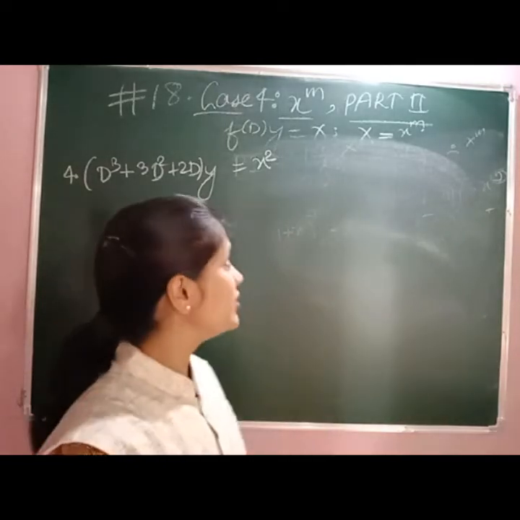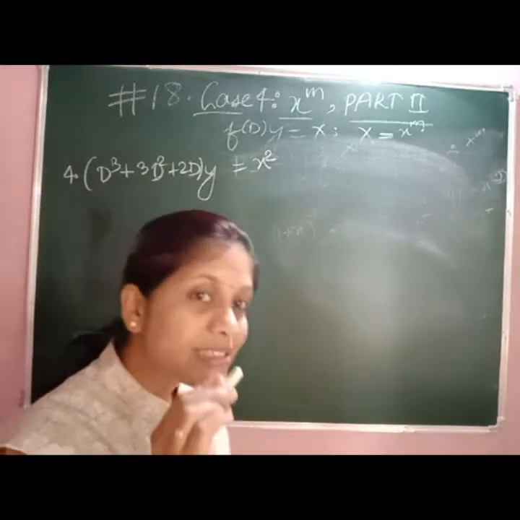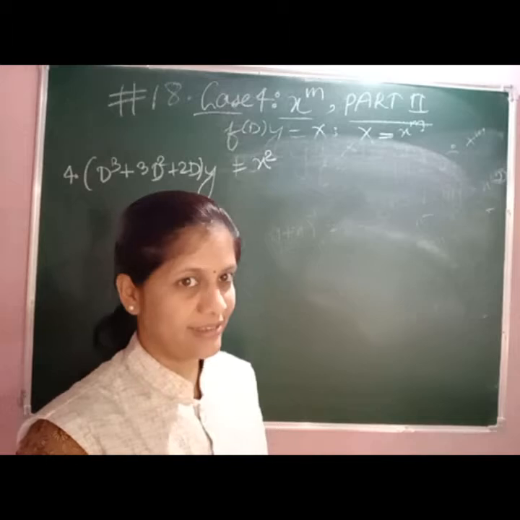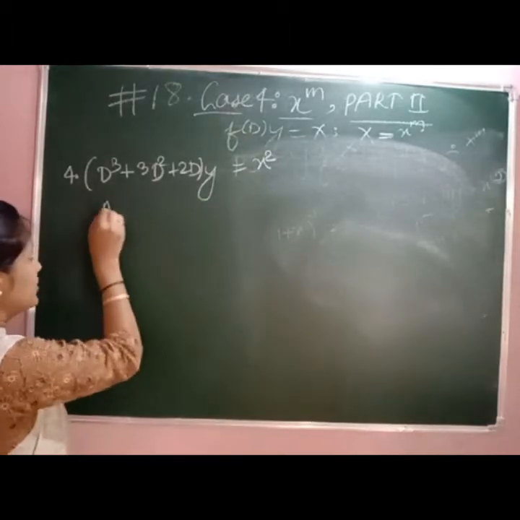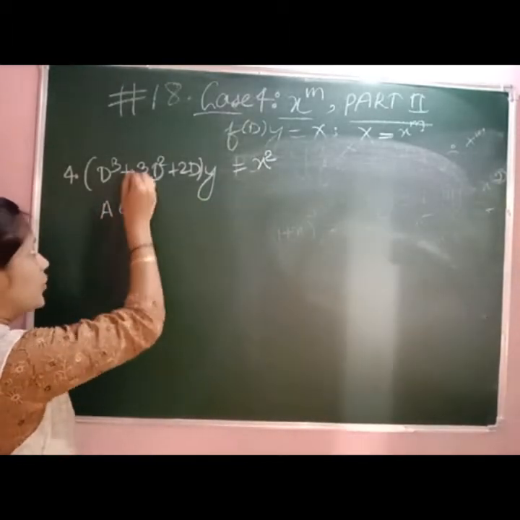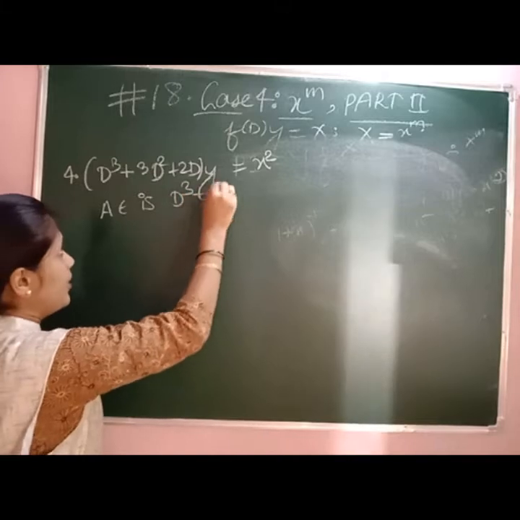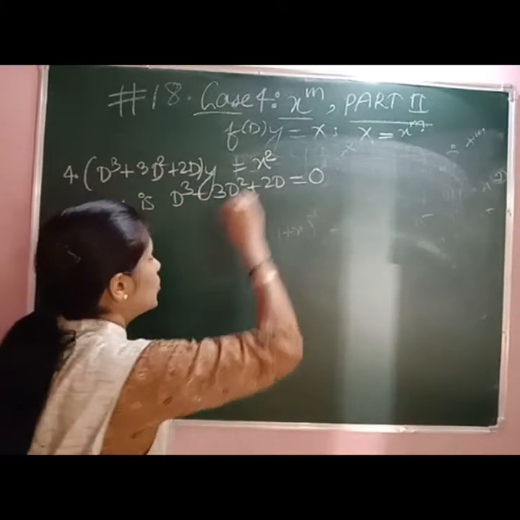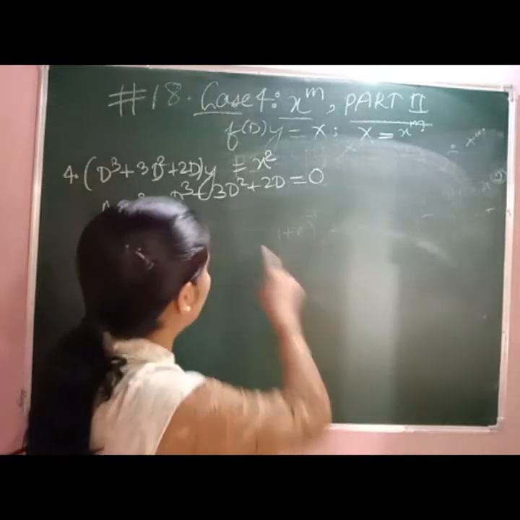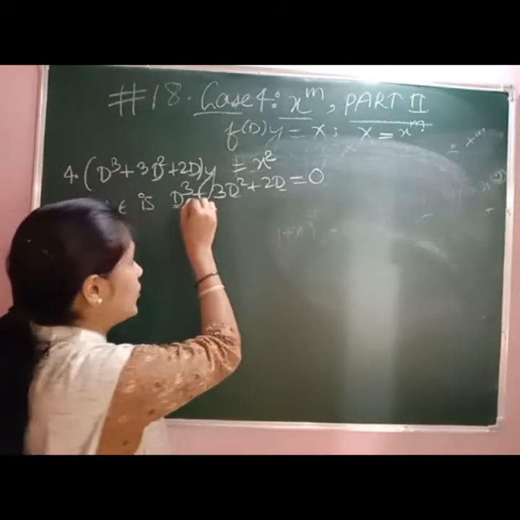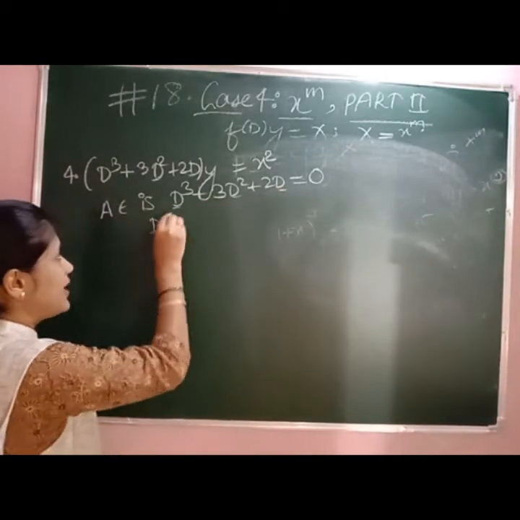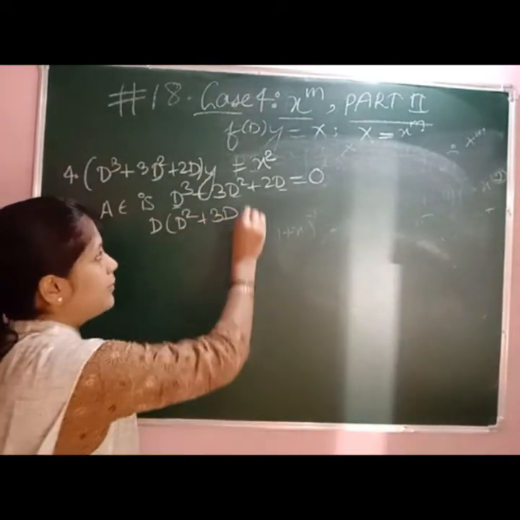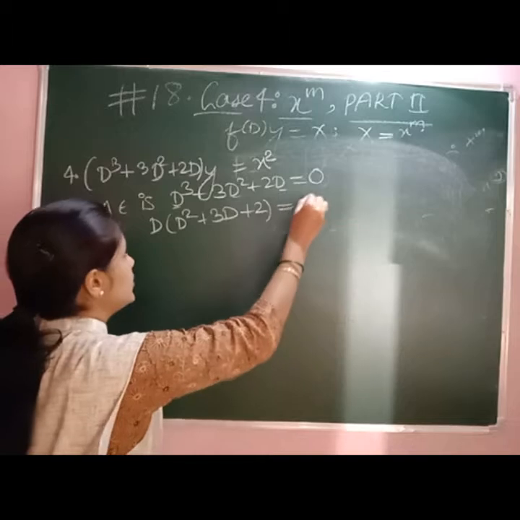So let us start solving this. For the complementary function, first let us consider the auxiliary equation, find the roots, and write the CF. So the auxiliary equation is f(D) equal to D cube plus 3D squared plus 2D equal to 0. So what do we see here? D is common everywhere. Taking D outside, this can be written as D into (D square plus 3D plus 2) equal to 0.